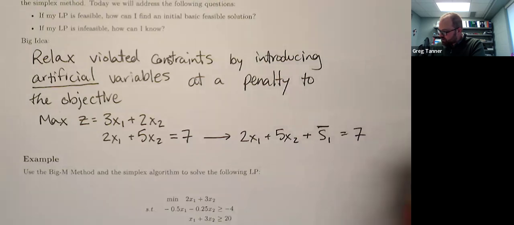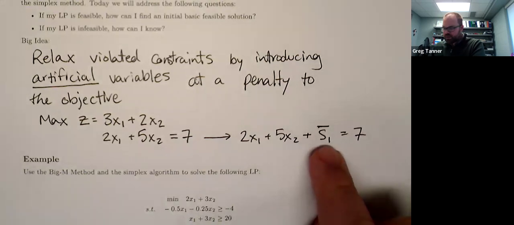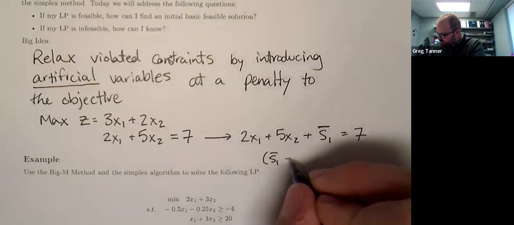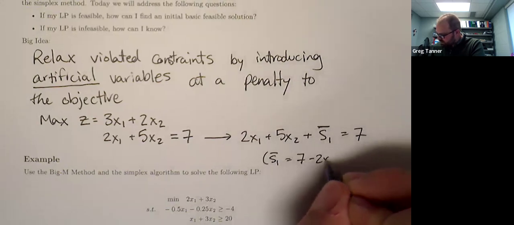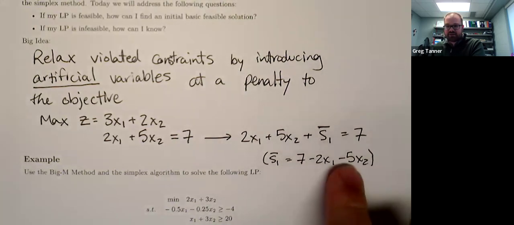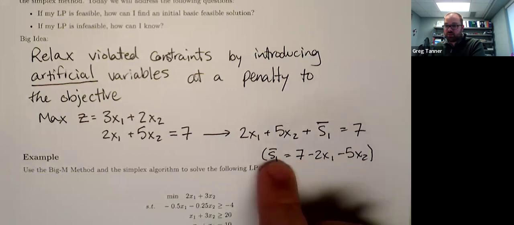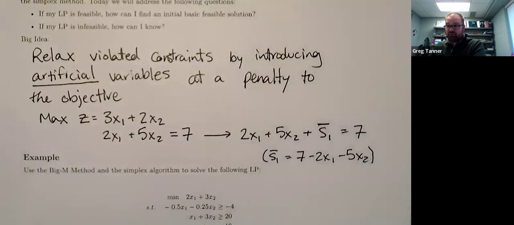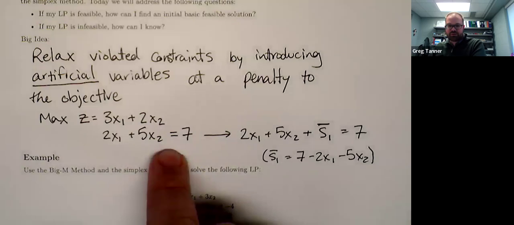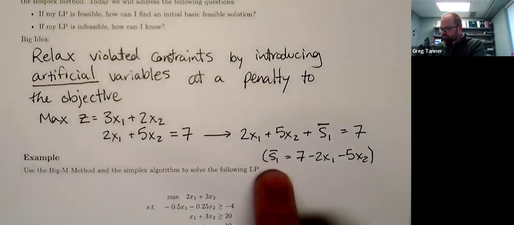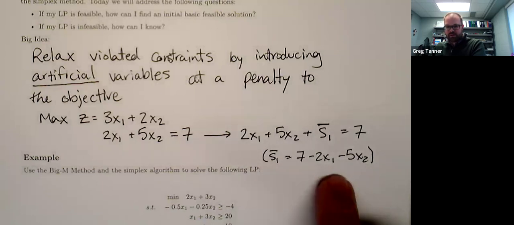Equals 7. Okay, and if we were to rearrange this and solve for S1 bar, S1 bar is 7 minus 2x1 minus 5x2. Ideally S1 bar is equal to 0, but it's essentially measuring how far away we are from that constraint boundary. For an equality constraint, we can't go anywhere on either side of it. And so this will penalize us.